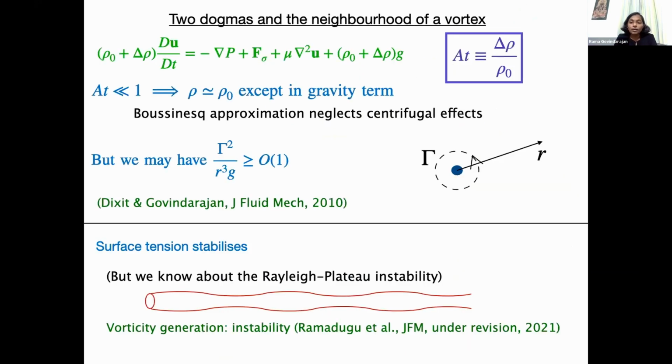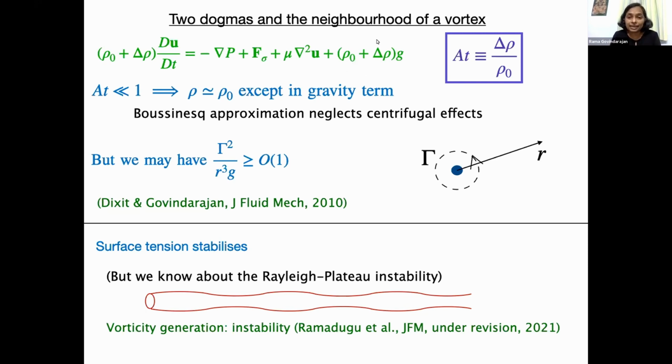Okay, so I'm going to talk about two standard dogmas and then talk about what happens to these dogmas in the neighborhood of a vortex. So here is the Navier-Stokes equation, and we're going to talk about incompressible flow today, but density can vary, like it could be oil and water or two different fluids. And here's the Navier-Stokes equation in general with the surface tension force and the gravity force.